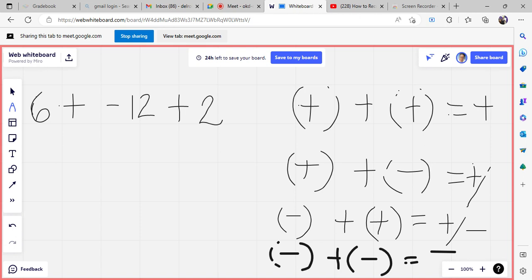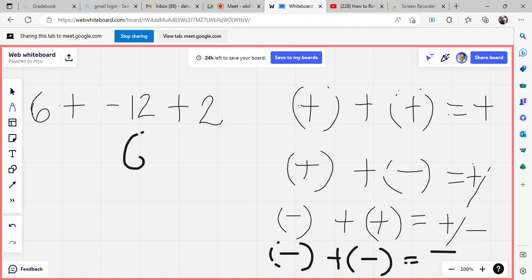Think of it this way. You owe 12 because the negative represents what you owe. So for example, you owe $12. And out of the $12 that you owe, you are only able to pay $6. So if you pay 6 out of the 12 that you owe, how much are you left with? You are left with 6, right? You are left with 6.